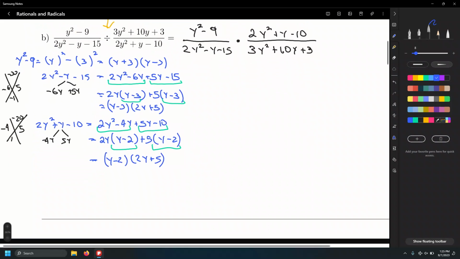And lastly, I barely have enough space to factor the last one, the denominator of the second fraction. That'll be 3y squared plus 10y plus 3. So, diamond method again, 3 times 3, that's 9, and 10. What factors of 9 add up to 10? 9 and 1. So 9y, 1y, which is just y. So that'll be 3y squared plus 9y plus y plus 3, right?